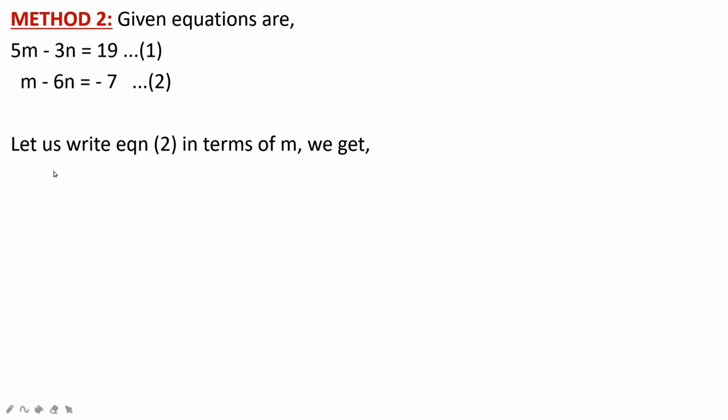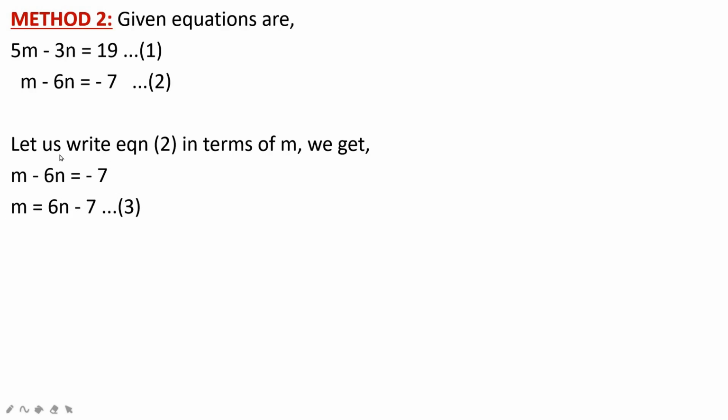So how will we do that? I have this equation, that is m minus 6n is equal to minus 7. Now I want to represent this equation in terms of m. So I will keep m on one side and send the remaining terms to the right side. So I have m is equal to 6n minus 7. So I have represented equation 2 in terms of m. So we are getting the value of m as 6n minus 7.